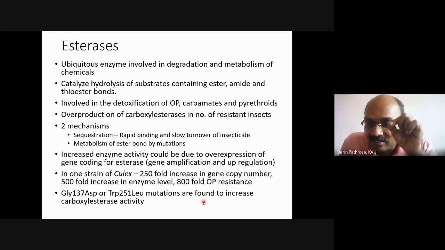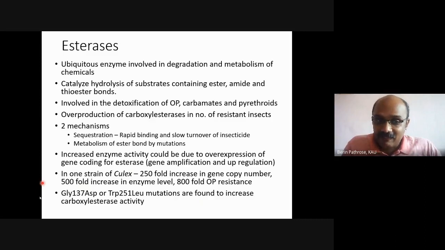And this increase in the copy of the gene number led to a 500-fold increase in the level of enzyme. And with this 500-fold increase in the enzyme level, the insect developed 800-fold resistance to OP. Can you now imagine how resistance occurs? It just multiplies, it makes more and more copies of the gene.